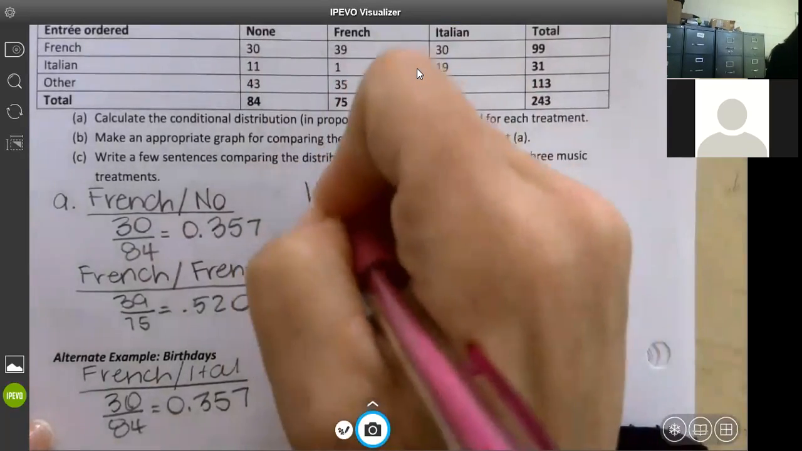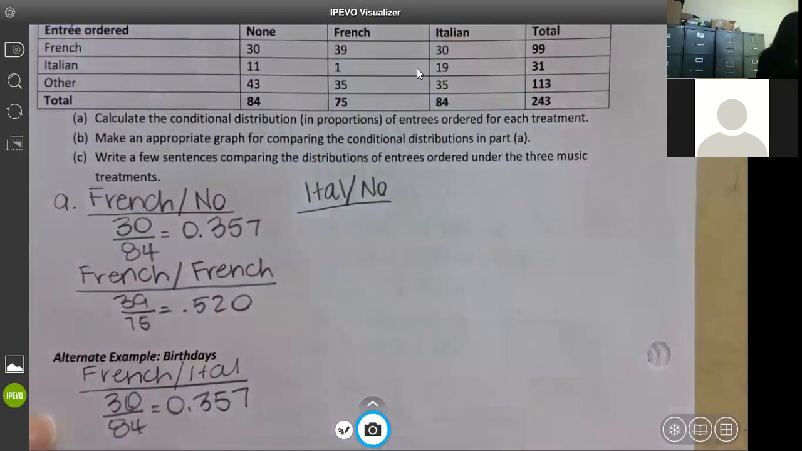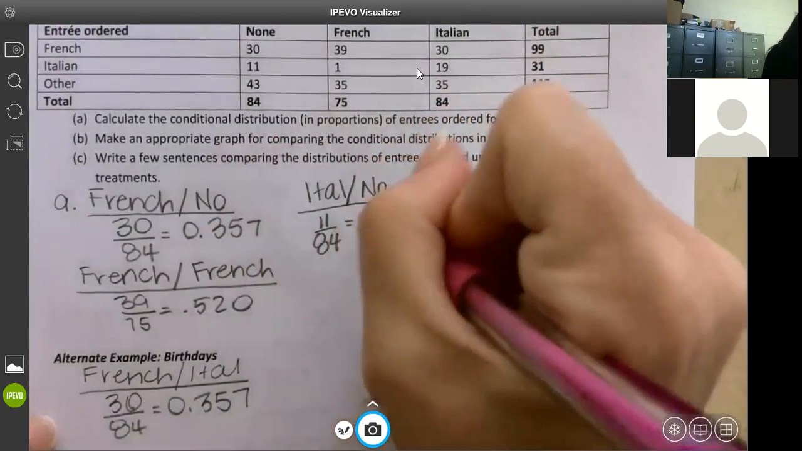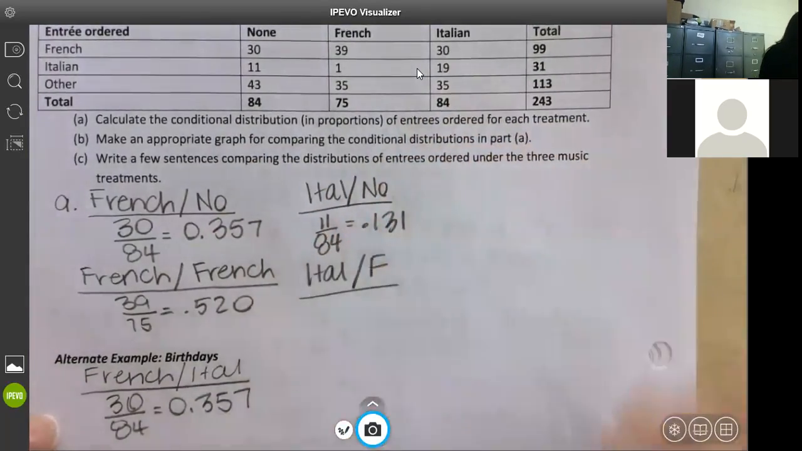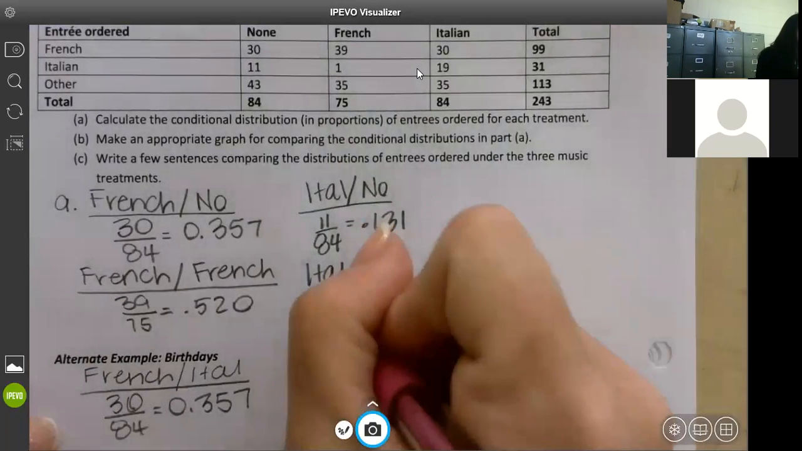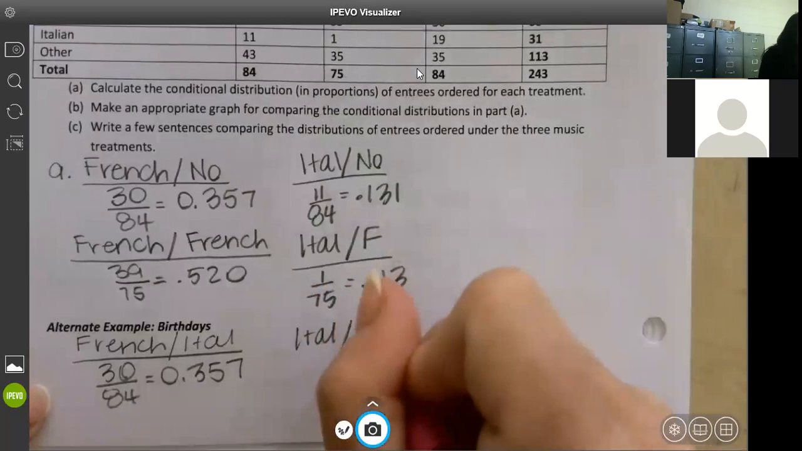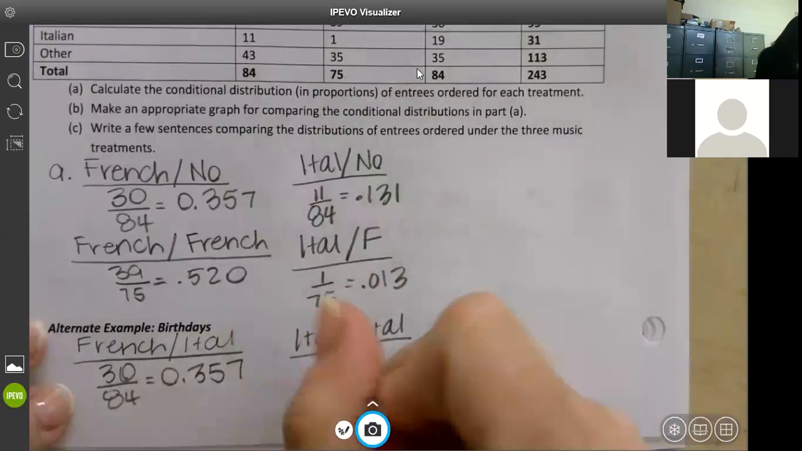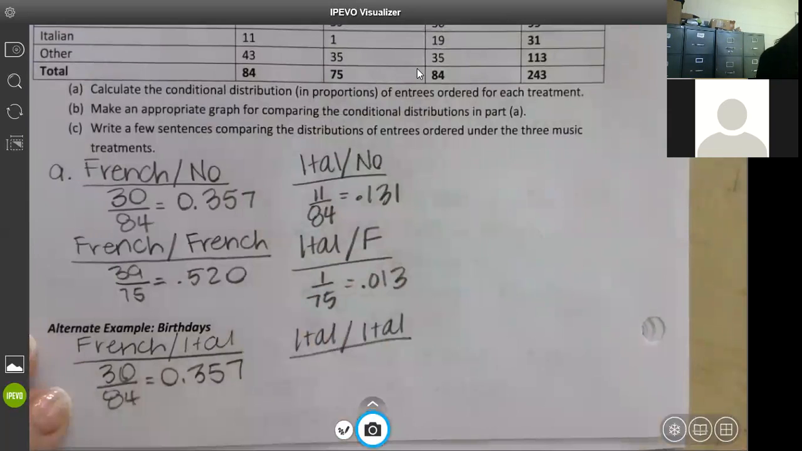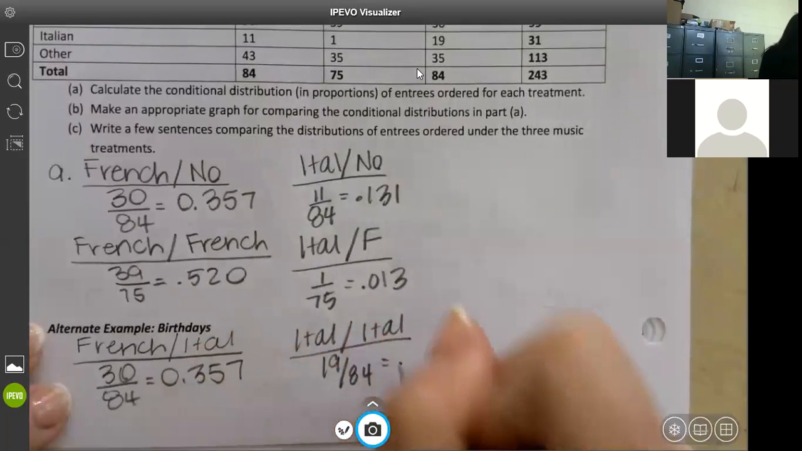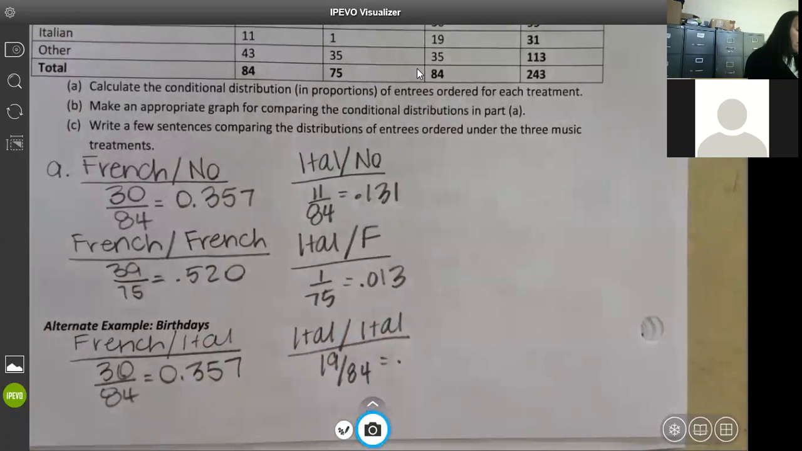I'm going to move to the Italian entree with no music. What would I do on that one? Perfect. That gives me 0.131. Italian entree, French music. What would I do on that one? Which gives you 0.013. And then Italian. Hold on. Say what? Yep. Which gives you, I think it's 0.226. Can't even read my writing.